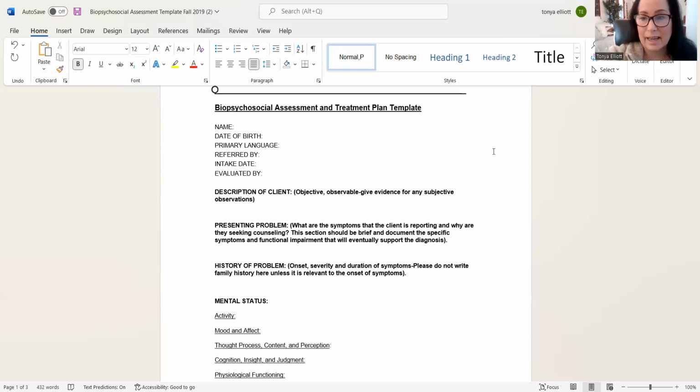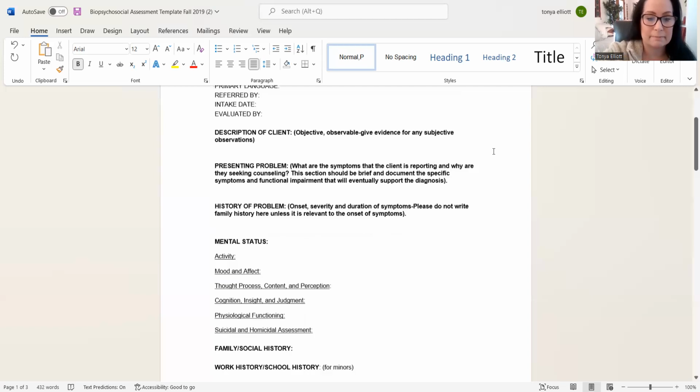Okay. And again, everyone's going to be using different forms at different locations, so please adapt this for the forms that you're using.